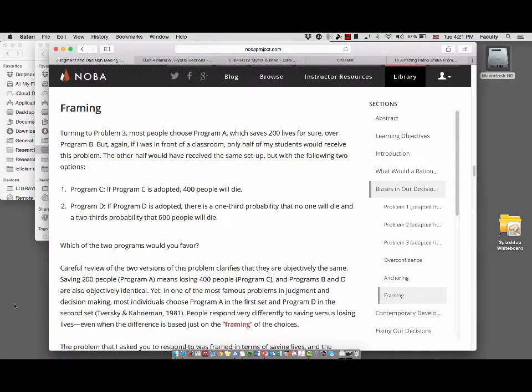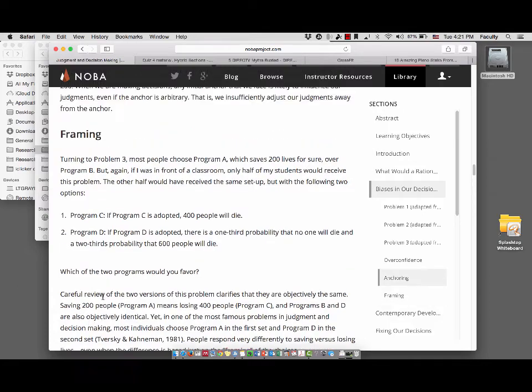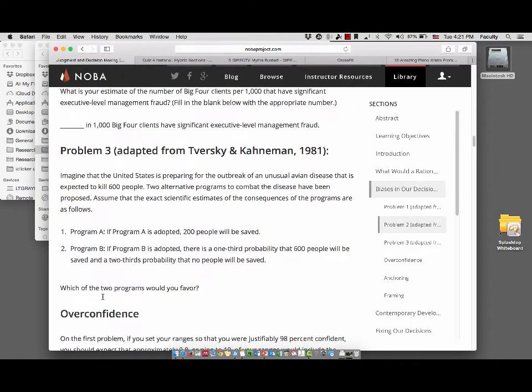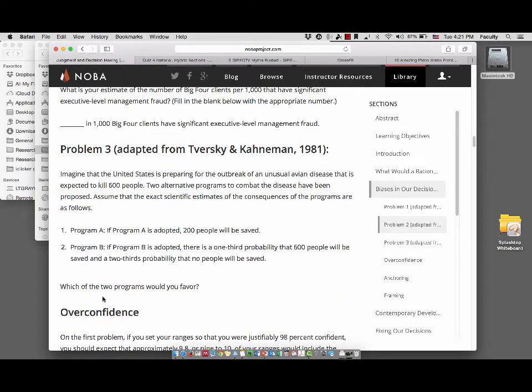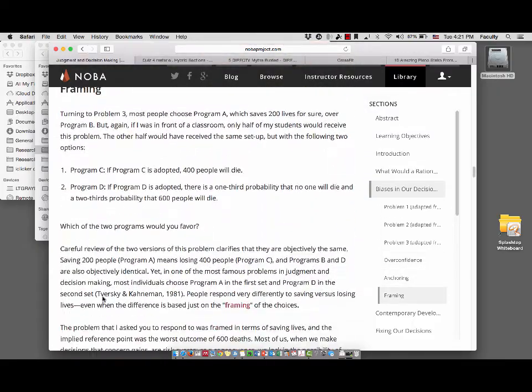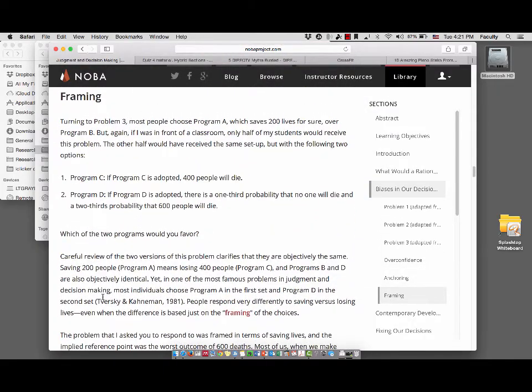For framing, this is another one where I'm not super fond of the problem that they give you in the textbook to illustrate it, the 200 people will be saved one. So let me just work with the definition of it, and then turn to a couple of different examples.